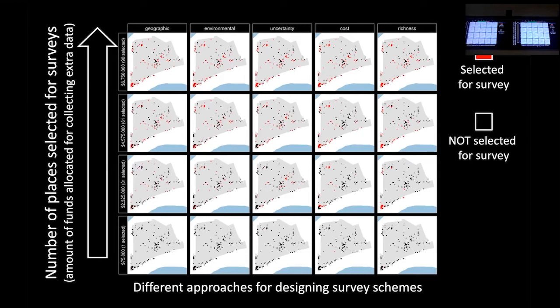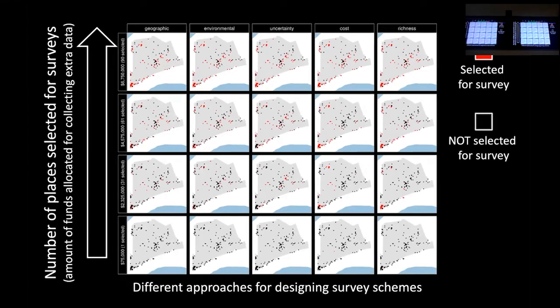So we've got geographic based sampling. That's where you spread your survey effort out equally across the study area. There's environmental based sampling, where you try and sample different environmental types based on the idea that different species occur in different environmental types. So if you cover the different environmental types, you get all the species. So that's some fun biogeography stuff.